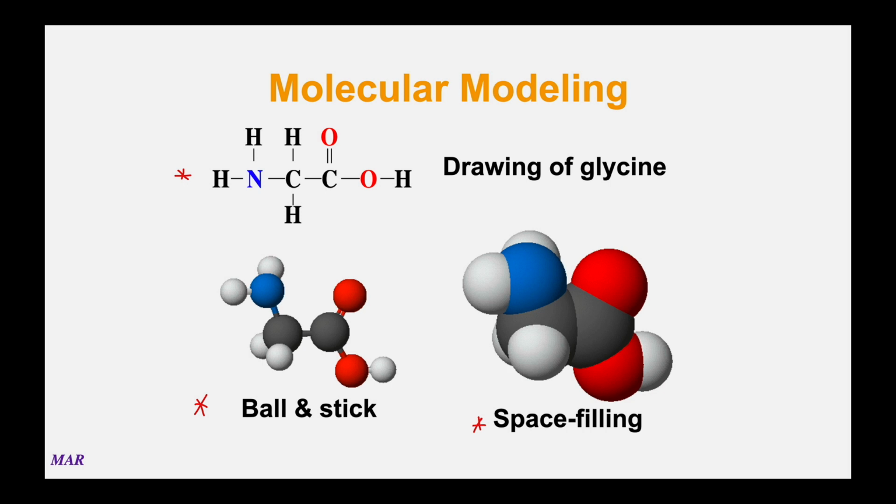Space filling, although they are probably the most accurate, are kind of difficult to see. So they're not used that much in traditional chemistry, but it does have uses sometimes too. So these are all ways of showing what glycine is.